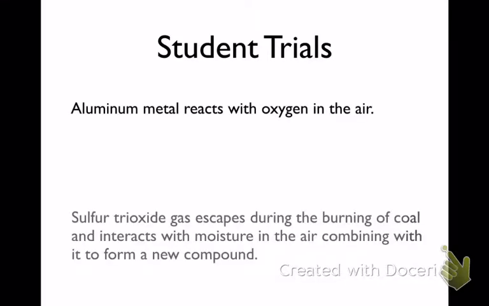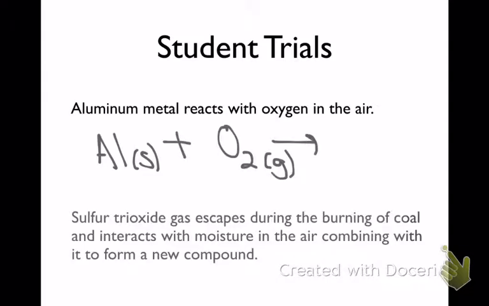In the first one, we've got aluminum metal reacts with oxygen in the air. So I know aluminum is a metal, so aluminum symbol is Al, it's a solid, it's reacting with oxygen, and I remember that oxygen is one of my diatomics. This looks like a synthesis reaction because I've got 2 elements combining with each other. So aluminum will join up with oxygen. I have to come up with the correct formula.